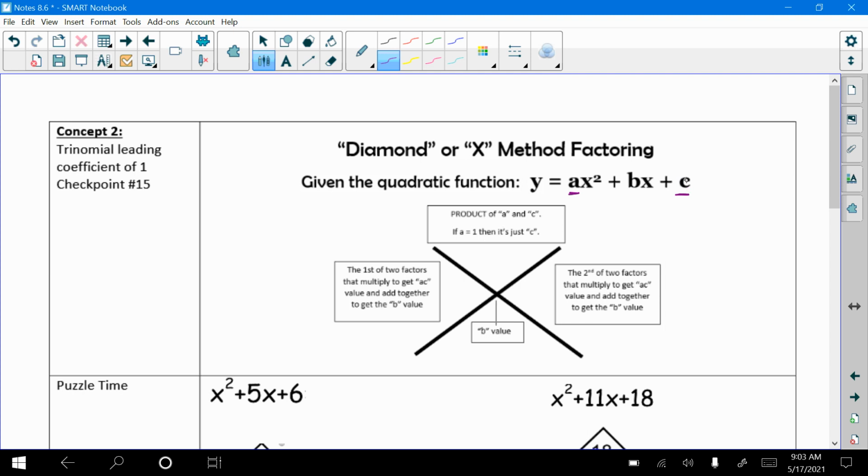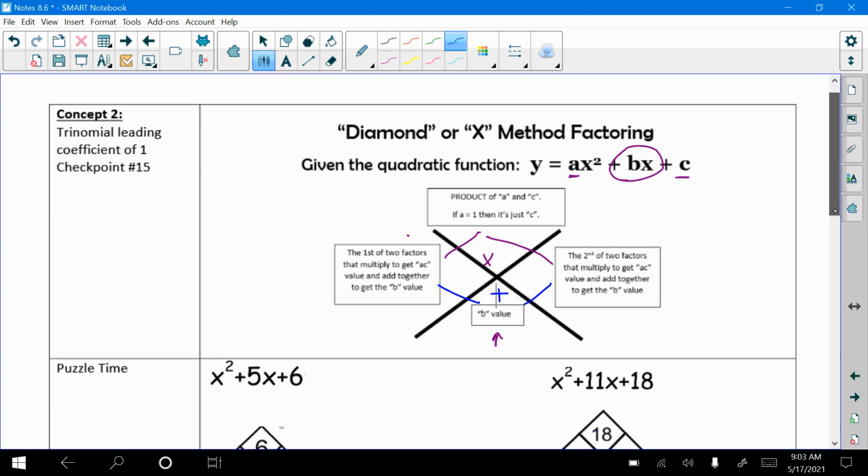We're going to multiply the first term times the last term, and put it here. And then at the bottom, we're going to put the B value, which is the middle. The B value goes here. And then on the two sides, you're actually looking for factors, things that you can multiply together to get the top. So you're going to multiply them to get the top, but we are going to add them to get the bottom.